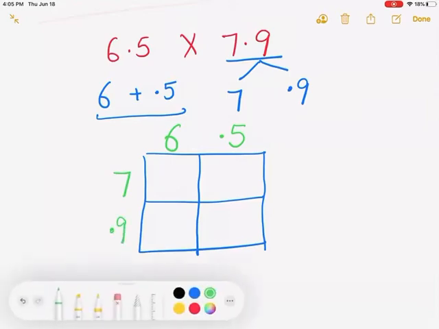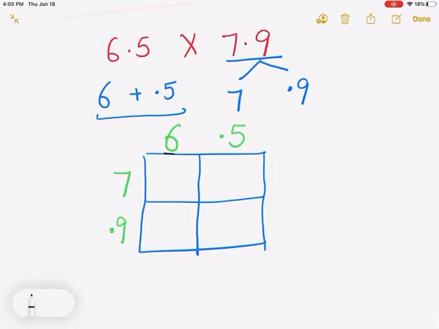Now next is just simple multiplication. First, 6 times 7. If you multiply, it's 42. Next, 6 multiplied by the second number, 6 times 9/10. This is what you need to keep in mind: if you multiply a whole number by a tenth, your answer is always going to be in tenths. So 6 times 9/10 is 54/10, which is 5.4.